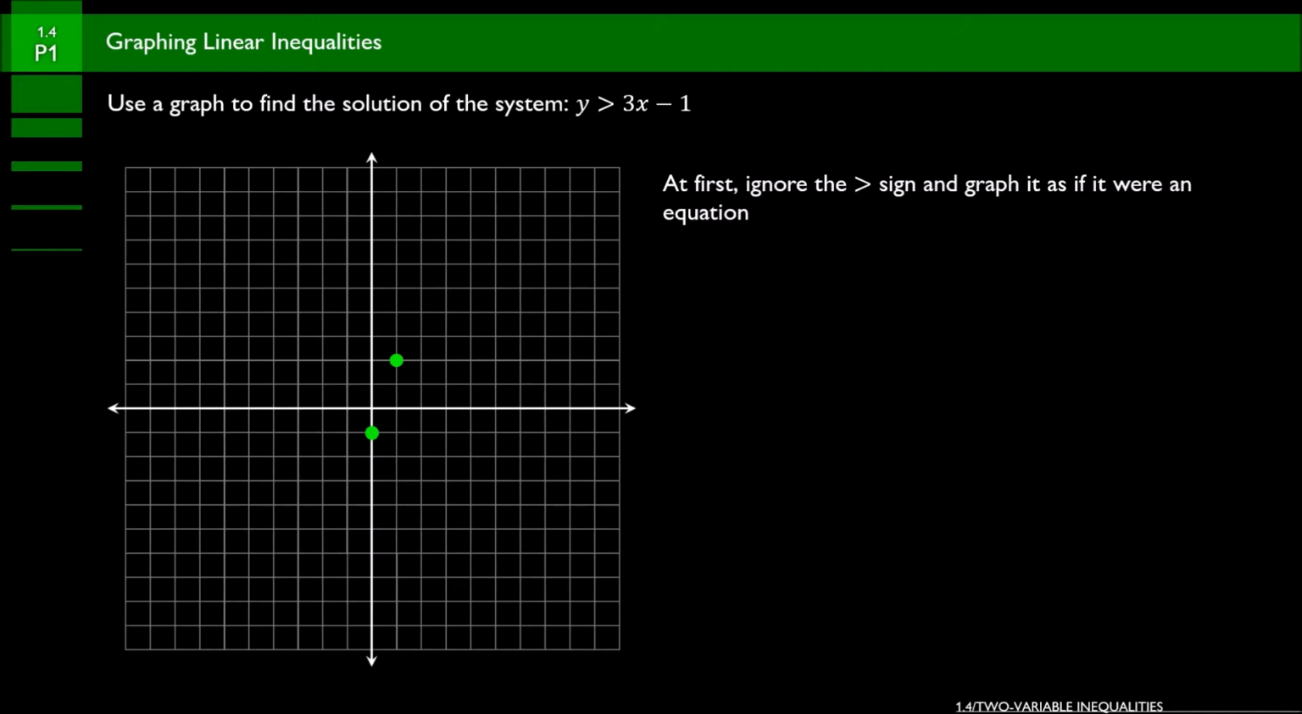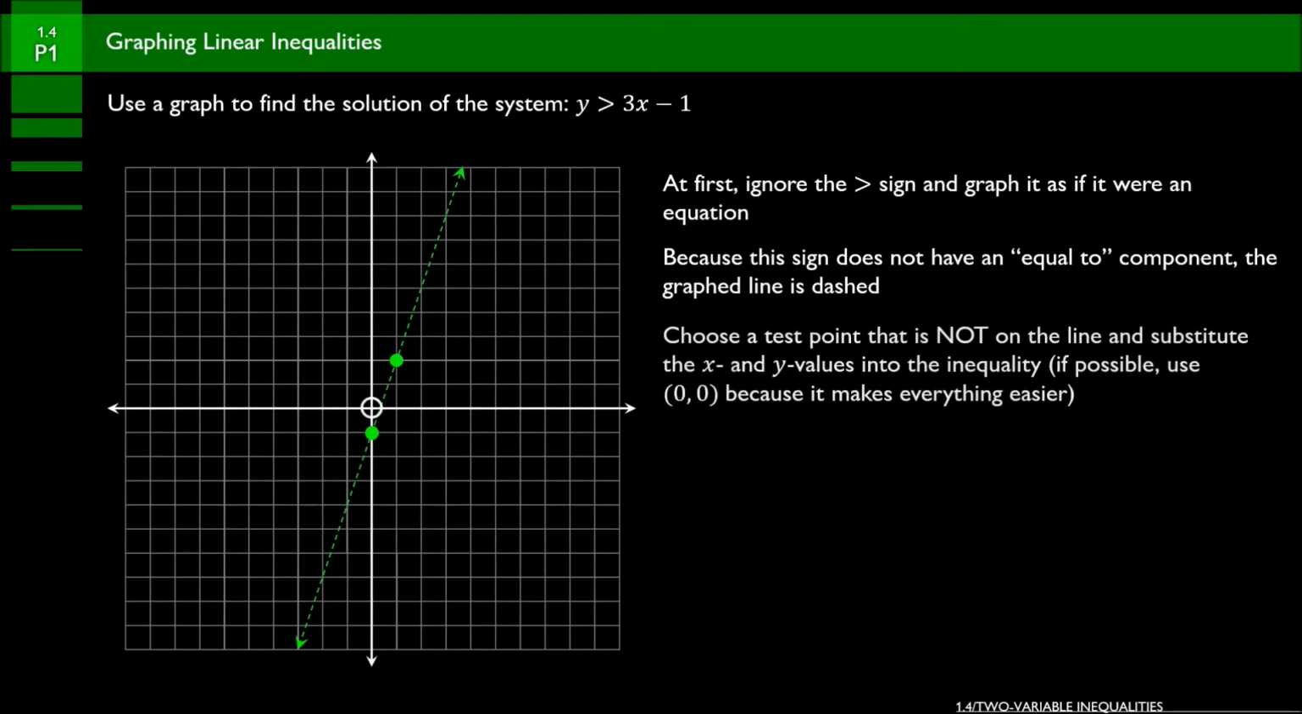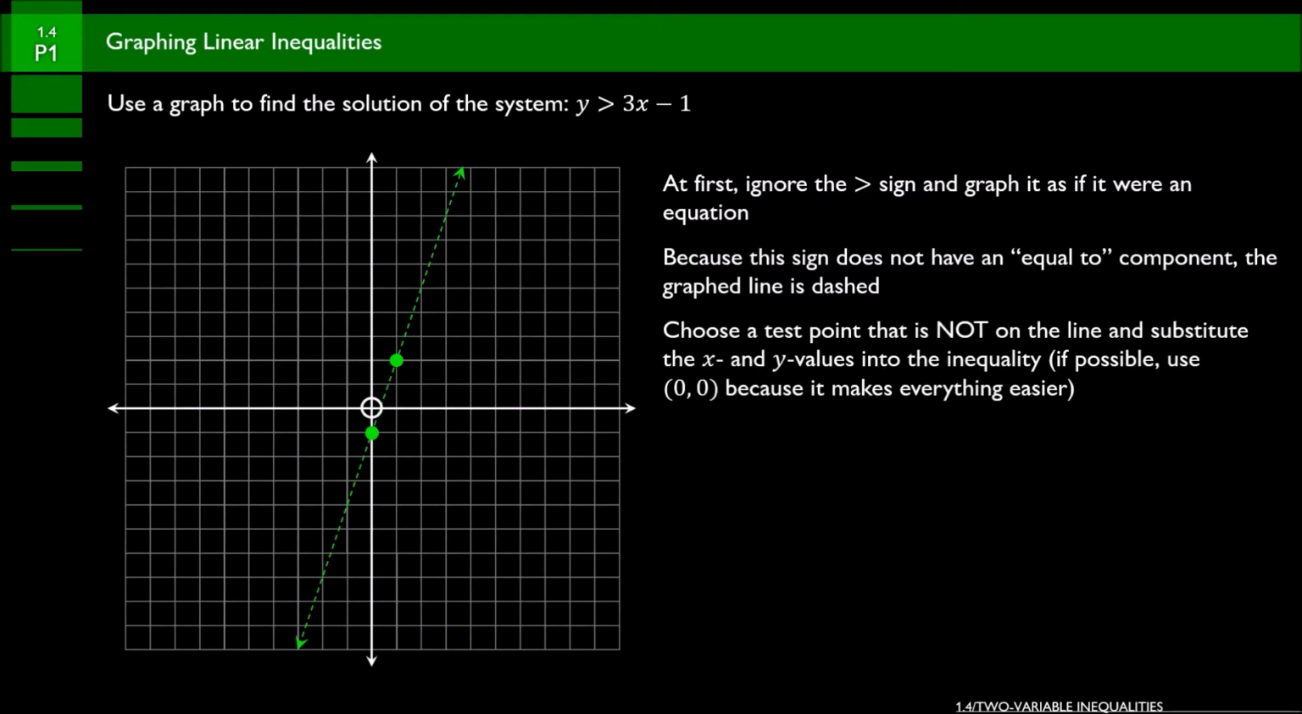And then we've got to determine, are we going to use a dashed line or a solid line to connect those 2 points? Since we've got a greater than sign, we're going to use a dashed line. Once we've done that, we've got to figure out which side of this line all of the solutions are on. To do that, we're going to use a test point. The best test point to use, if possible, is 0, 0. It's going to make it easiest to do what we need to do.